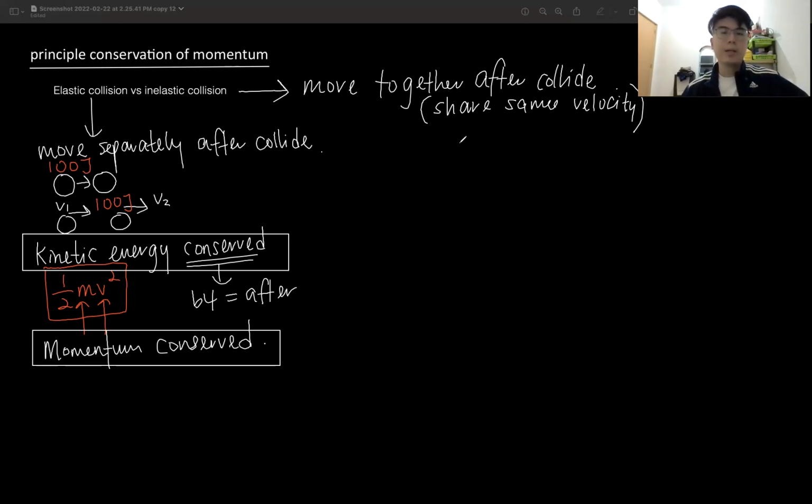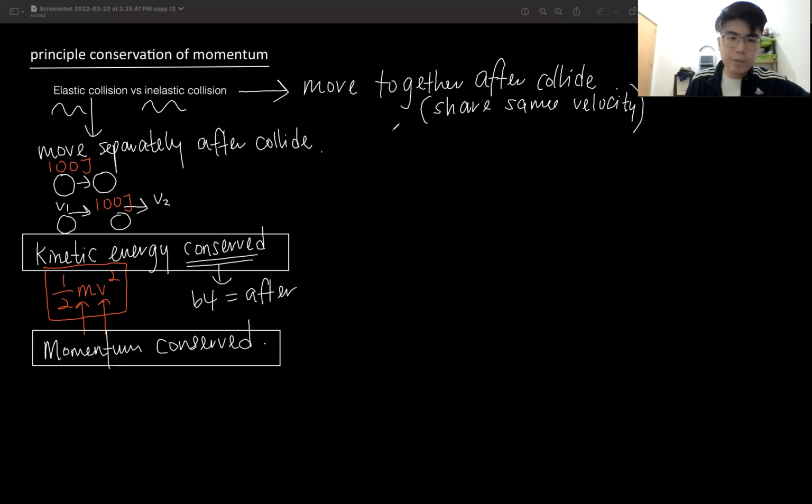Any other examples, like a planet crashing with another planet, or an asteroid clashing with another asteroid. An asteroid comes and hits this planet and then they stick together. That is inelastic collision. Or a plasticine colliding with another plasticine, then they stick together. They share the same velocity. That is also a collision, but is classified as inelastic. So that is the difference between these two: move together after collision, share the same velocity.